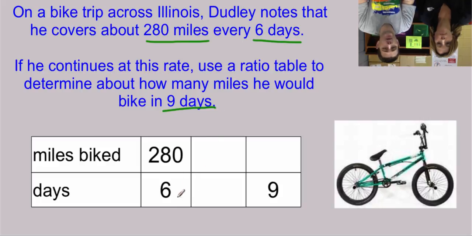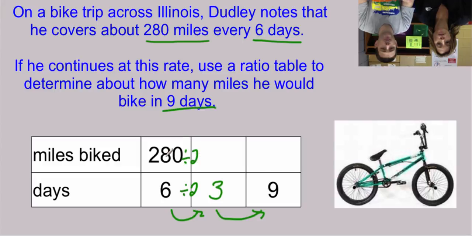So unlike some of the other problems, there's not a quick way to go from 6 to 9, so you can't even cheat on this one. So we need to find a step in between. You've got a couple options. The one that comes to mind is I can turn a 6 into a 3, and then I know a 3 can very easily turn into a 9. So to get from 6 to 3, I divided by 2, so I'm going to do the same thing up here. 280 divided by 2 is 140.